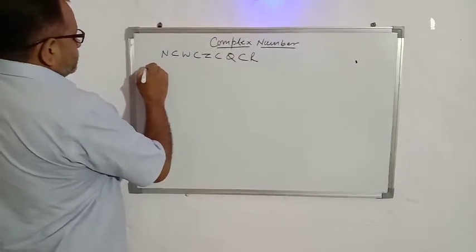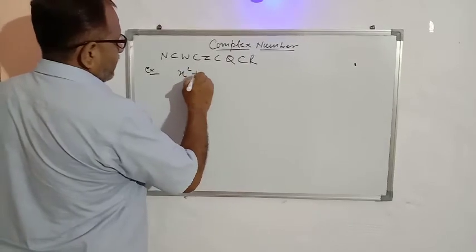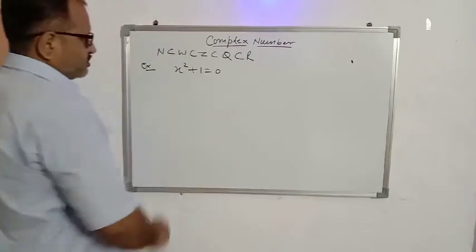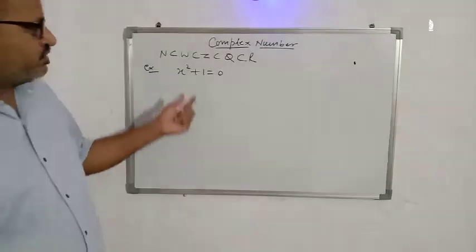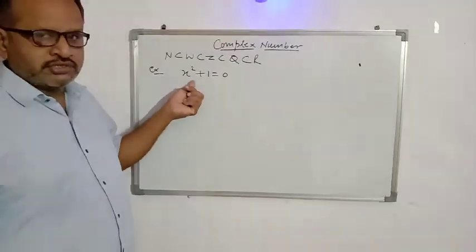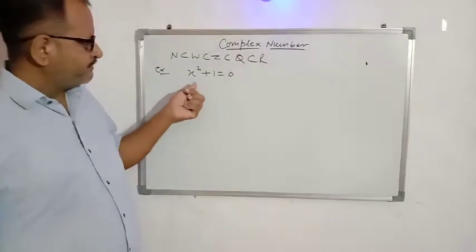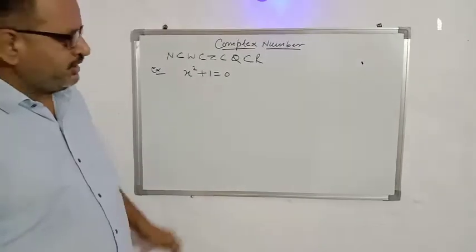See one example. If we have to solve x square plus 1 is equal to 0, can we solve this equation? It is a quadratic equation. It will have two roots because the power of x is 2. So there will be two solutions. So how can we solve it?